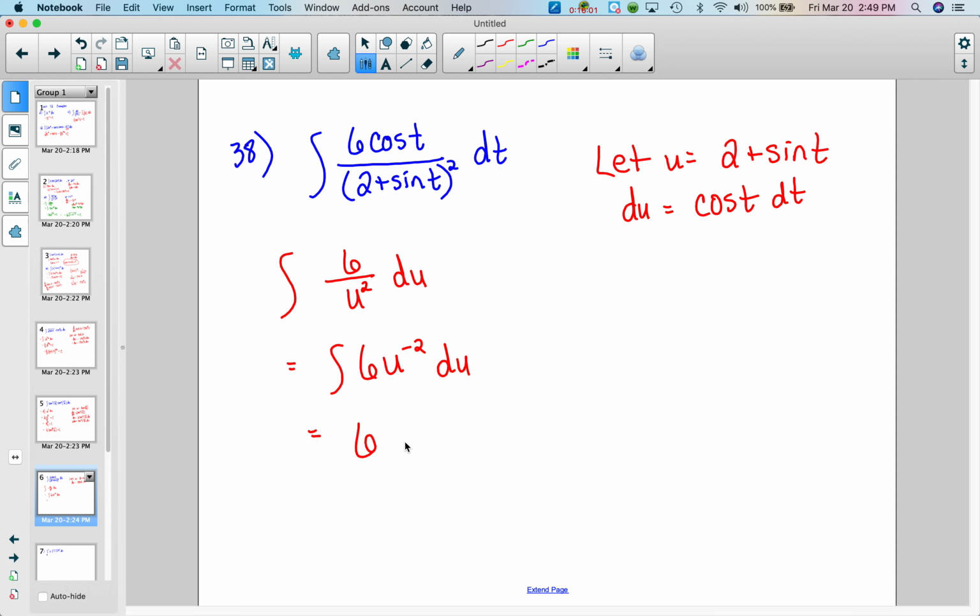So we'll have a 6. I'm going to raise the power by 1, which means it makes it a negative 1. Divide by the new power, which would be a negative 1, which just makes this a minus 6, plus a constant. And then now replace with the 2 plus sine t. So we get negative 6, and I'm going to just write it negative 6 over 2 plus sine t plus a constant.